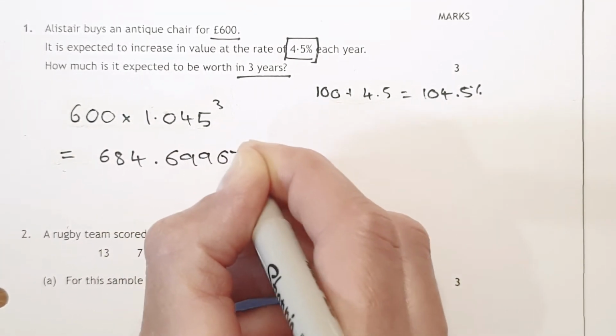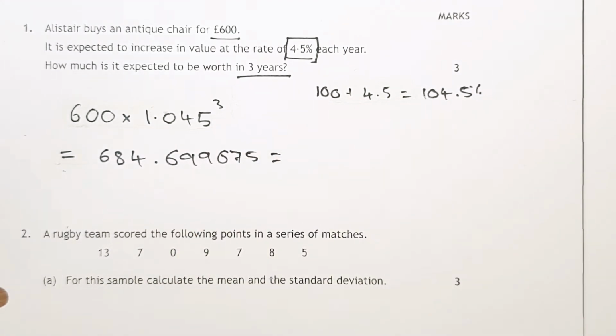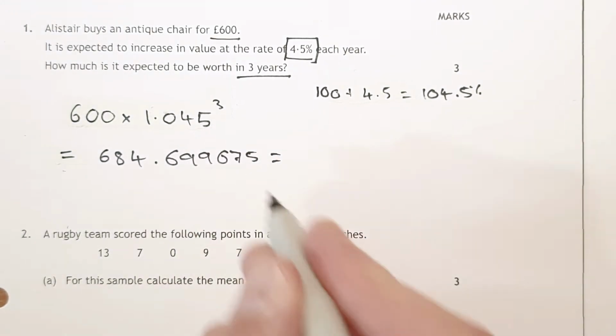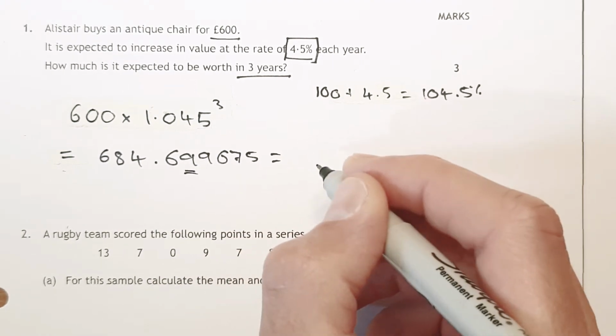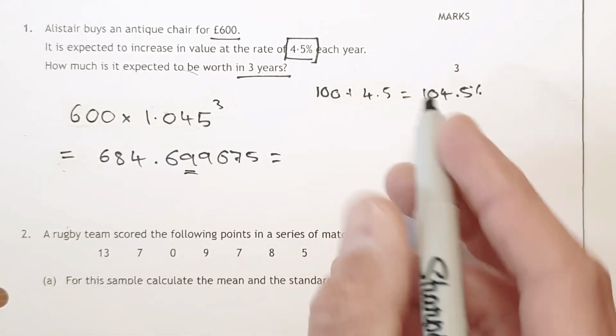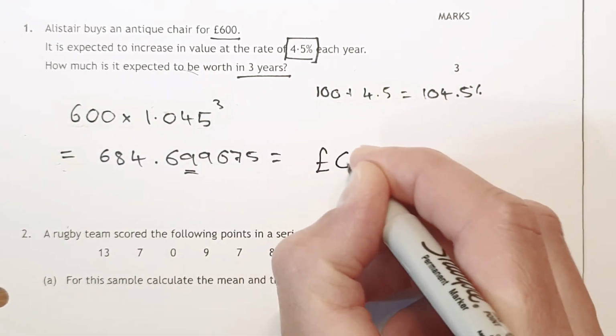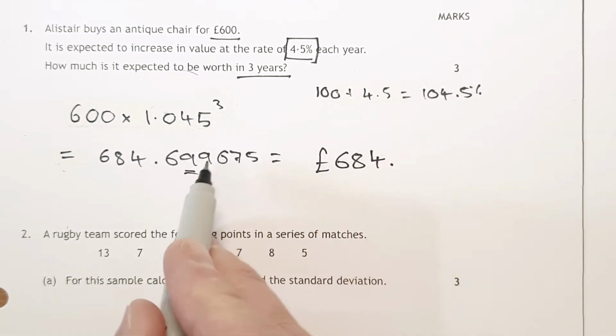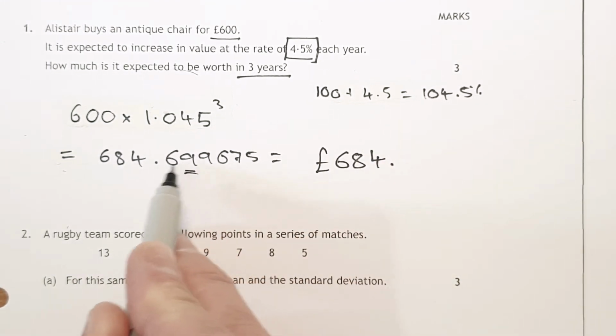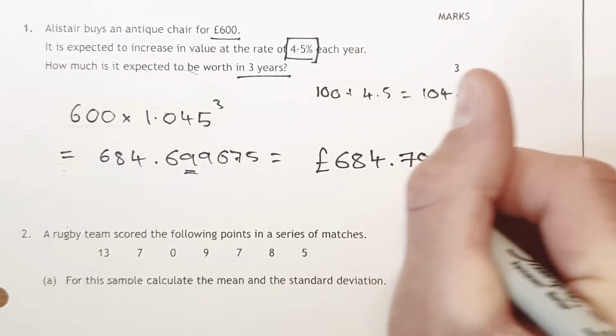684.699, etc. Now we need to round that to 2 decimal places because it's money, so we need to go to the nearest penny, unless it tells us otherwise in the question, but it doesn't here. So it's going to be £684, and the 9's going to round it up to 10, so that'll be 0 and that'll be 7. So it'll be £684.70.